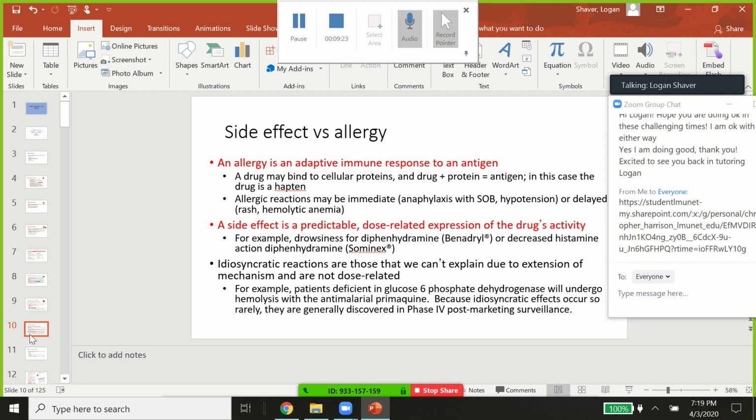A side effect, however, is related to the drug's actual activity. So it's not that your body's responding to it. It's more so that the drug can be maybe too toxic, or be in an individual that's more at risk for something. That's more of what a side effect is associated with, more so than an allergy, right? And of course, that's going to be more dose related and predictable.